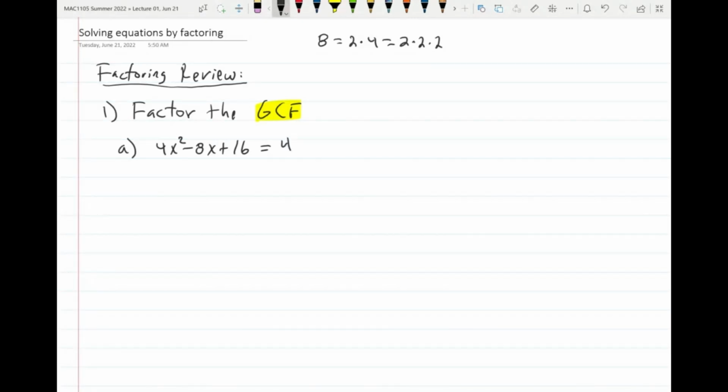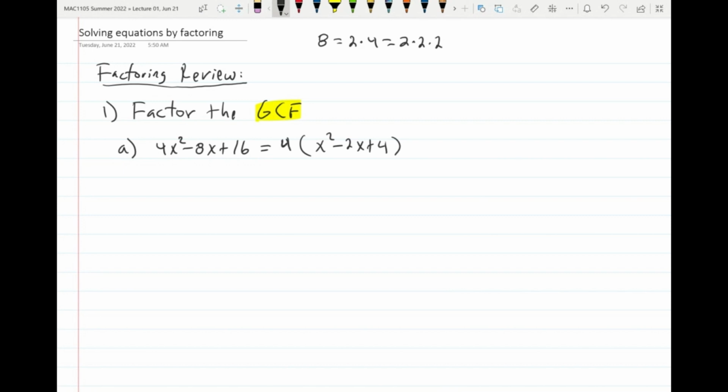So what we do is we reverse, like your classmate said, we reverse the distributive property. Okay? So we write down the common factor here, then we open parentheses, and then inside the parentheses, you write each term divided by the common factor. Okay? So this becomes x squared minus 2x plus 4.